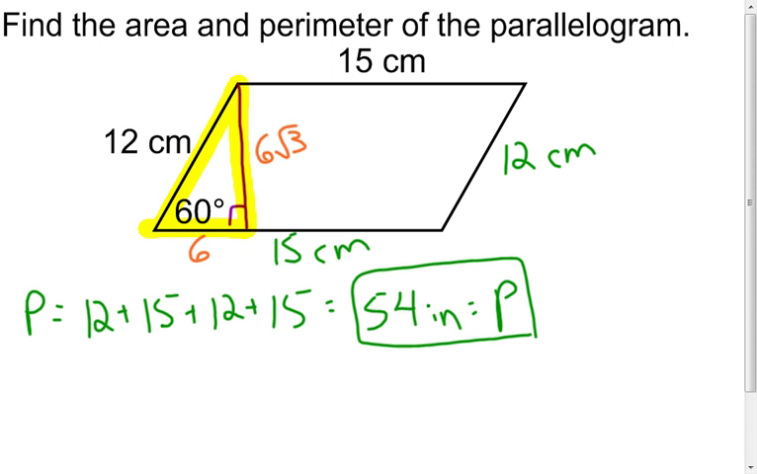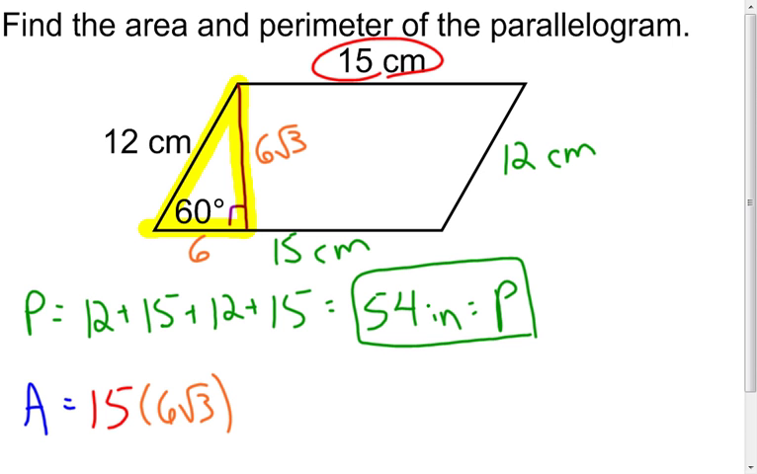Now I can come over here and calculate the area of my parallelogram. My base would be the 15 centimeters. Multiply that by the height of my parallelogram, which I found out to be 6 root 3. Multiply those two things together, and I have my area of my parallelogram. So 15 times 6 is going to put me at 90 times the root 3, so I have 90 root 3 centimeters squared. And I just noticed that I made a mistake up here. My label wouldn't be inches, my label should have been centimeters.